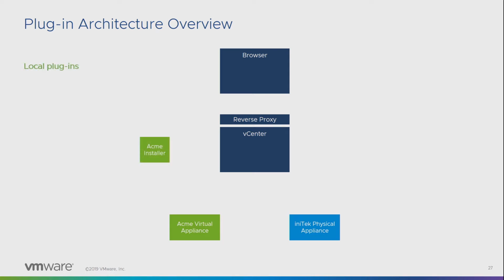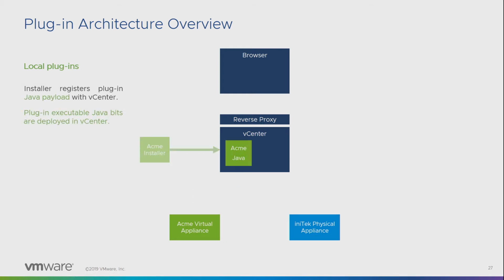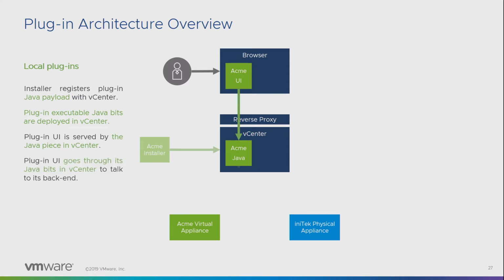So with local plugins, as you saw earlier, you would have an installer that would register an extension, and essentially the backend appliance would deploy a Java middle tier into the vCenter server, and when the user logs in, the UI will be served from this middle tier. And in the other direction, the UI would talk to its backend through the Java service.